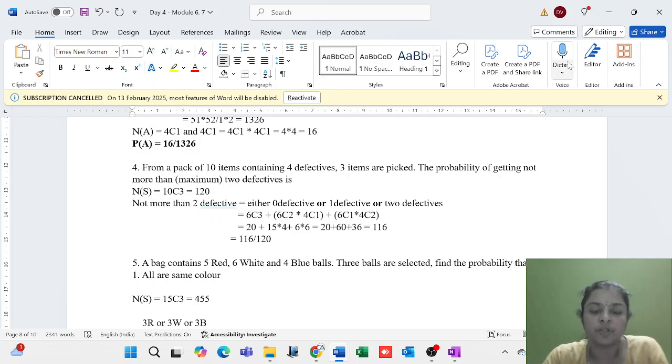Fifth question I want you to try. A bag contains 5 red, 6 white and 4 blue balls. 3 balls are selected. Find the probability that they are of the same color. So same color means what? I can get 3 red balls, or 3 white balls, or 3 blue balls. So please calculate.